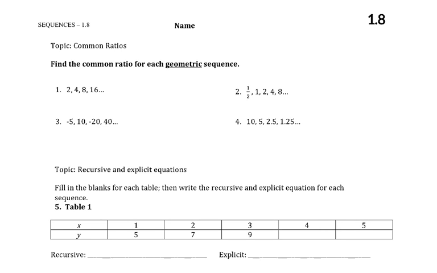Math 1, sequences 1.8. So first we're going to find the common ratio for each geometric sequence. The ratio is the number that we're multiplying by. So 2 to 4 to 8 to 16, our ratio is timesing by 2. 1/2 to 1 to 2 to 4 to 8, ratio is still timesing by 2. -5 to 10 to -20, we're timesing by 2, but positive to negative means it's a -2. 10, 5, 2.5, 1.25, timesing by 1/2.